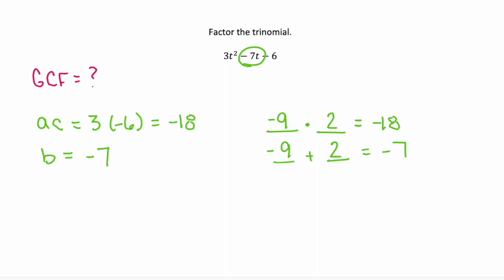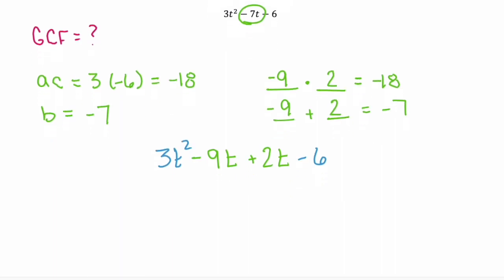So we have the two terms that we can use to rewrite that middle term. Or negative 7t can be rewritten as negative 9t plus 2t. And our other two terms, the 3t squared and the minus 6, remain. We just rewrote that middle term so that now we can group and factor those groupings.